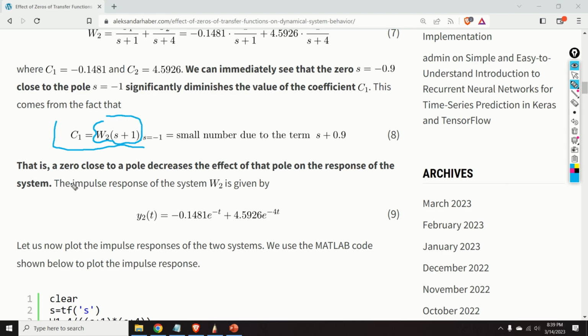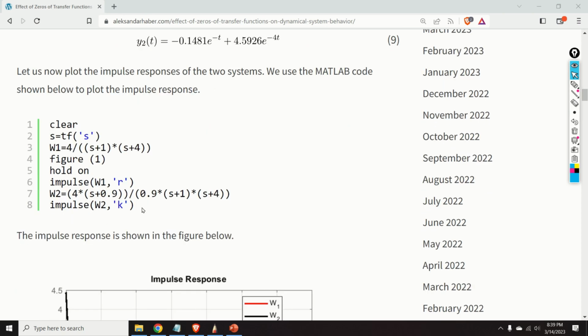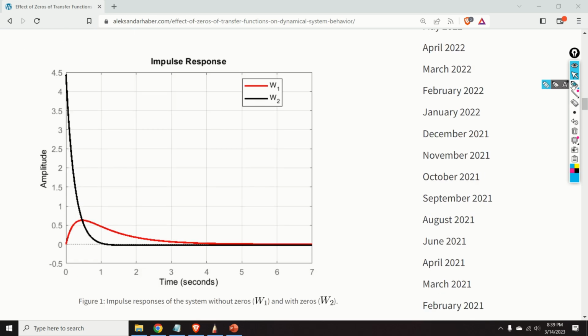That is, a zero close to a pole decreases the effect of that pole on the response of the system. The impulse response of the W2 system is given like this, and this is a very interesting impulse response that we will discuss in the sequel. Here's the MATLAB code that I used in order to generate the impulse response and the graph that you will see in figure 1. That is this graph over here.